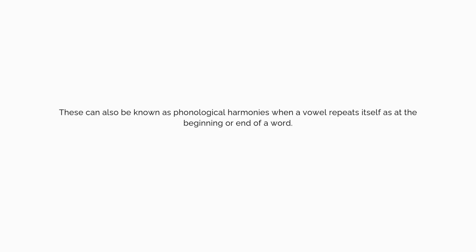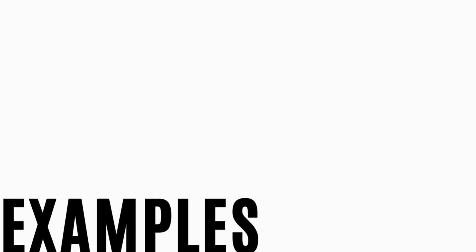Now, let's move on to verb harmony and pertains to the last step. These can also be known as phonological harmonies, where a vowel repeats itself at the beginning or end of it. Let's go over some examples. The 3 examples we have here are to go, which is iga, to write, which is ide, or to run, which is bauso.